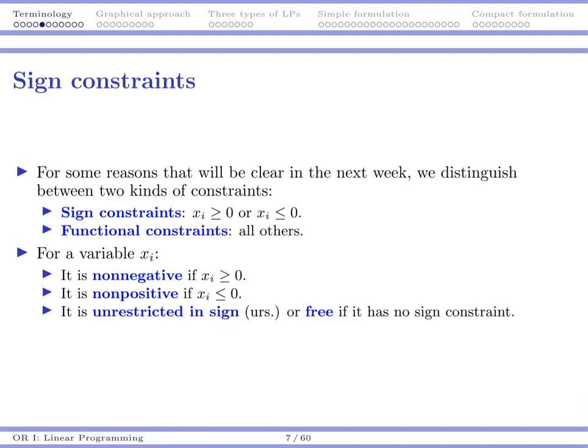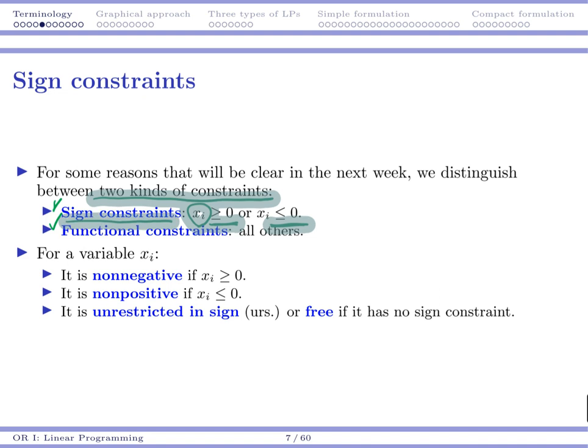So we talked about functions, talked about constraints, and for some reason, we need to tell you there are two kinds of constraints. They are sign constraints and functional constraints. Basically, if you have a constraint saying that a single variable should be non-negative or non-positive, you are talking about the sign of a specific variable. In that case, we say this is a sign constraint. Okay, we will very quickly see why we want to separate them.